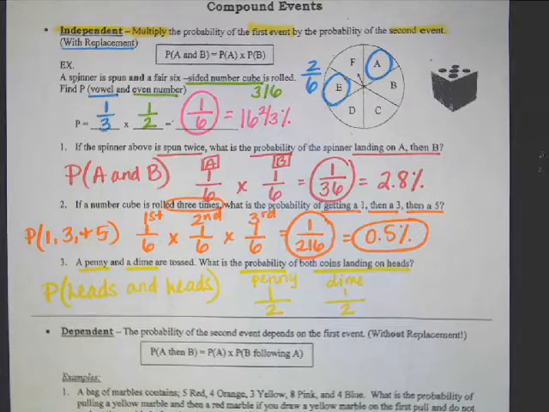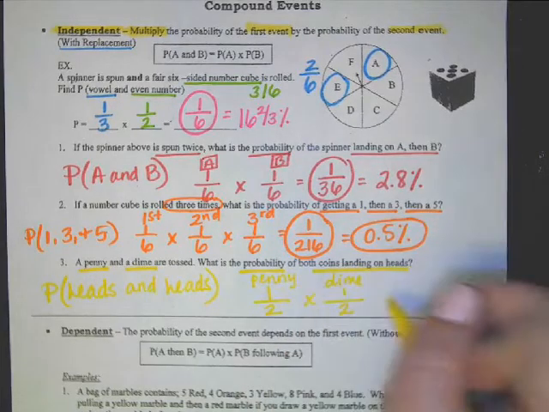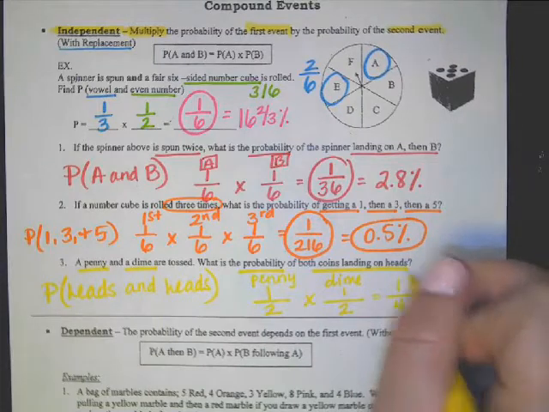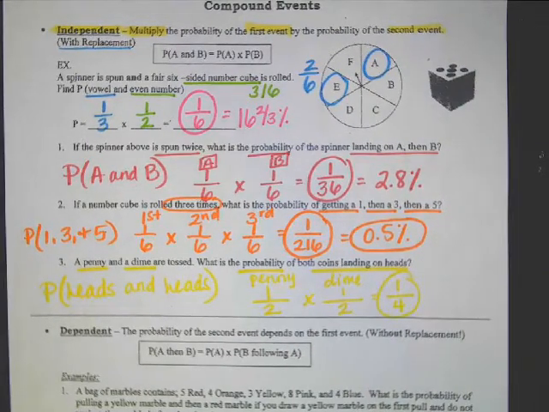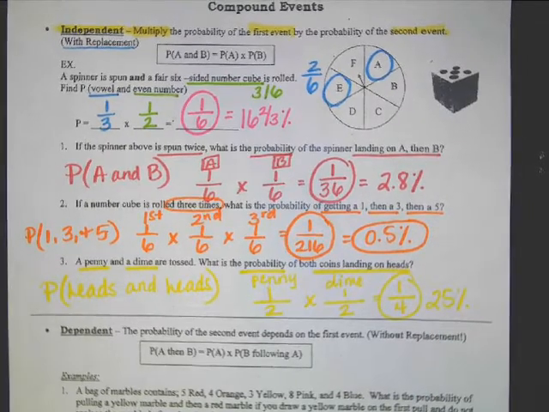To figure out the probability of them both landing on heads, I'm going to multiply. 1 times 1 is 1, and 2 times 2 is 4. I have a 1 out of 4 chance that this will happen. 1/4 written as a percent is 25%, which means it is unlikely.